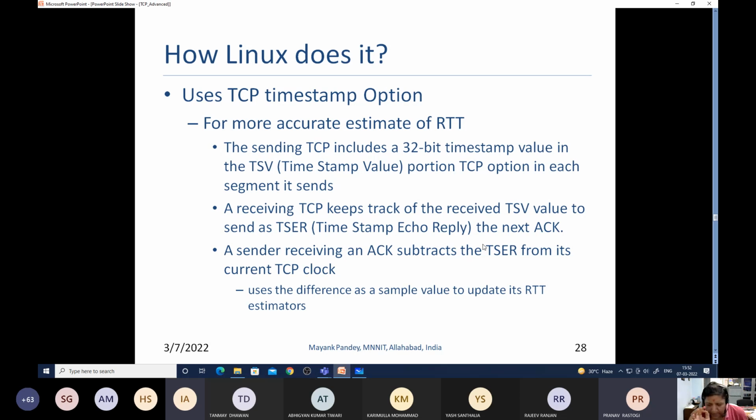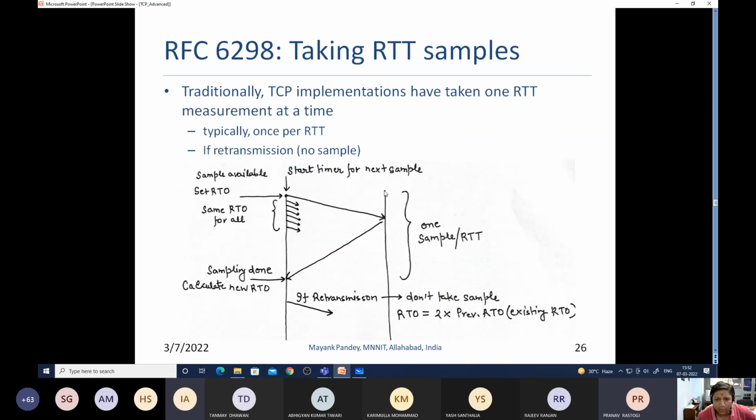How is Linux doing it? It uses the TCP timestamp option. In Linux, this timestamp option is always used with the TCP connection for a more accurate estimate of RTT. If we see RFC 6298 previous, one sample per RTT is going to be taken, whenever you get the acknowledgement, meaning एक RTT में एक ही सैंपल मिल रहा है आपको और उस बीच में कई पैकेट भेजे जा रहे हैं. So this was a bit conservative.